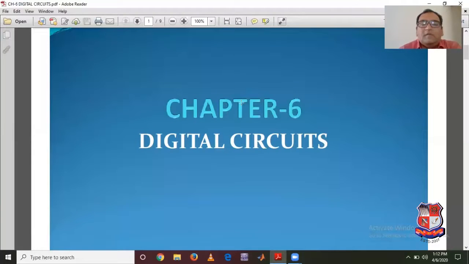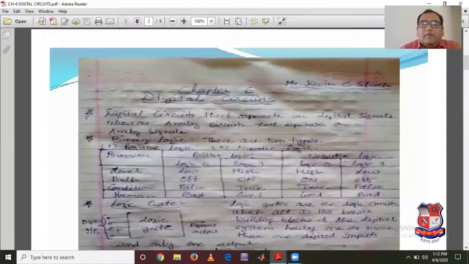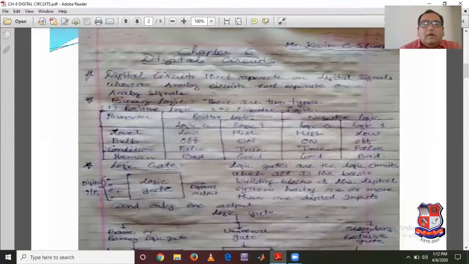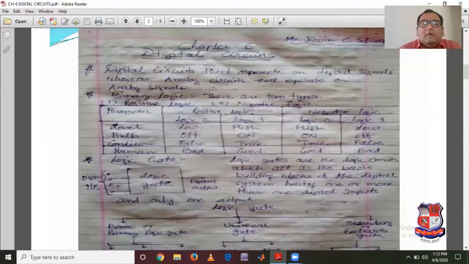So this is chapter 6, digital circuits. First we will study what a digital circuit is and what type of input is required in digital circuits. The image is not proper, but I will try to explain and read all these details. Digital circuits operate on digital signals, whereas analog circuits operate on analog signals.